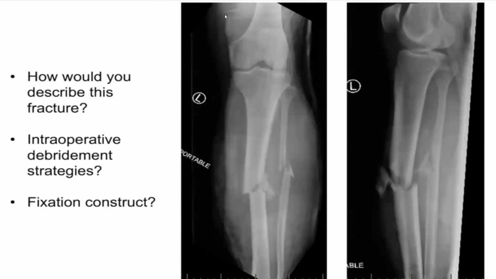It's a fresh injury. However, it's an open fracture, Gustilo 3A. So you would not think about fixing the fracture immediately. Okay, so after irrigation, the debridement, how would you debride usually?